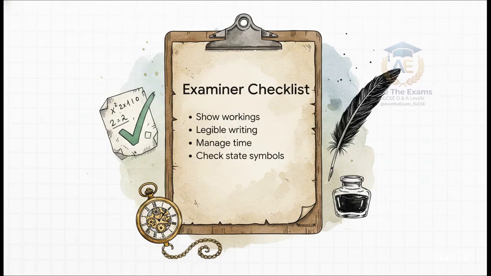First, do show all your workings. Method marks can totally save our grade, even if our final calculation is slightly off, as long as our logical flow is visible on the page. Next, do maintain legible handwriting. Also, do manage your exam time efficiently. Allocate your minutes based on the actual mark weightage of each question part. Do double-check state symbols if a manufacturing account pops up. And crucially, whatever you do, don't confuse capital and revenue items.